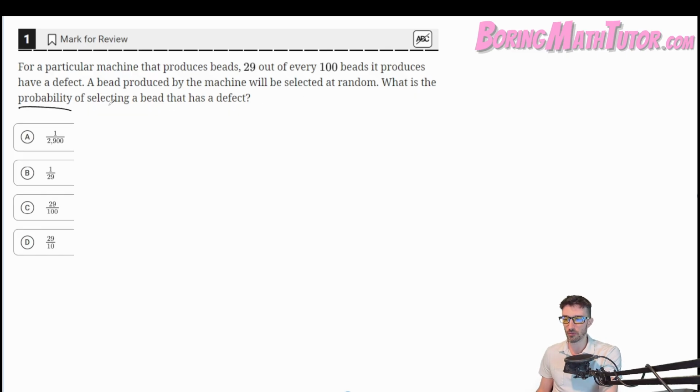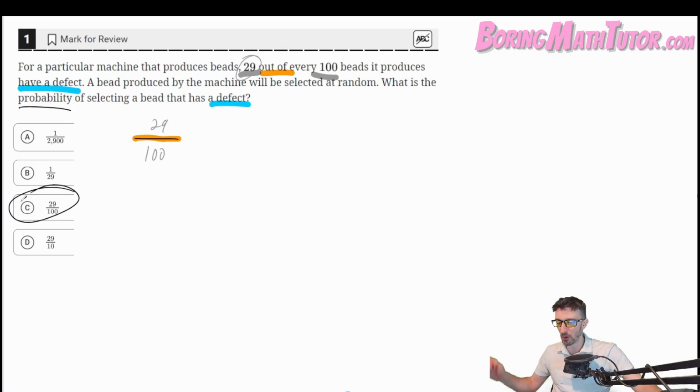When somebody asks you for a probability, they're actually just asking you for a fraction. And in this case, in order to have a defect, well, they said you have a defect in 29 out of every 100. And when you see that word "out of," that's your key that that's the fraction bar. And then when you see the 29 and out of every 100, that means you just put 29 over 100, and that's it. Super easy problem.